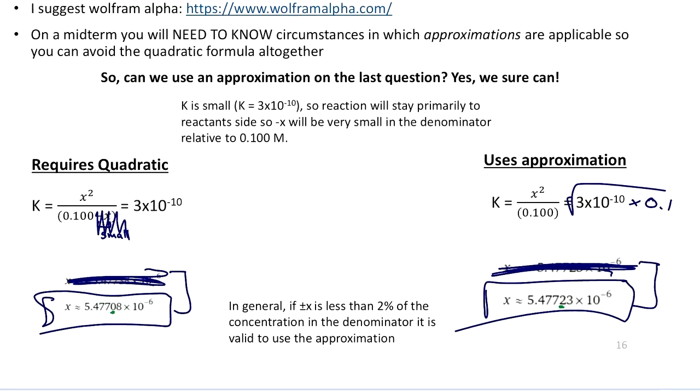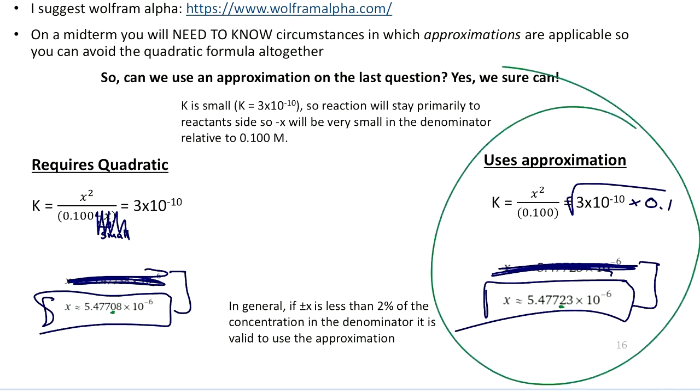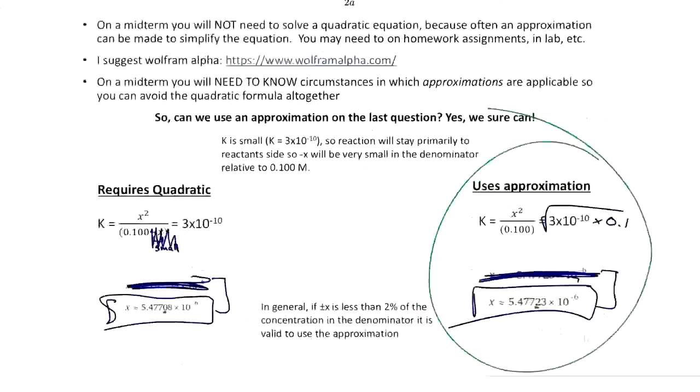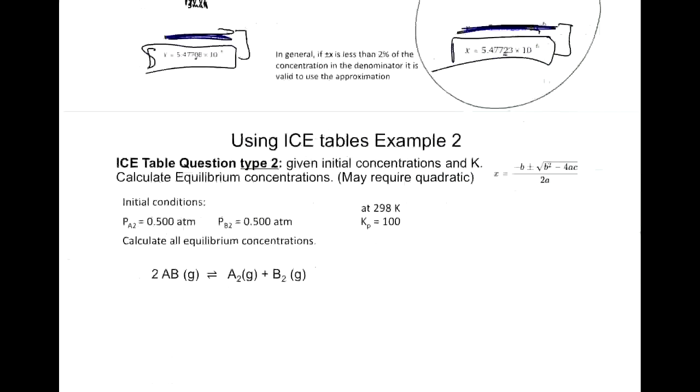And so that's why this approximation works, where we can just ignore the minus x on the bottom if K is very, very small. If K is very, very small, we're not making a lot of product. So again, we can always use the approximation in this class for exams. I'm never going to make you do the quadratic formula when you don't have to.